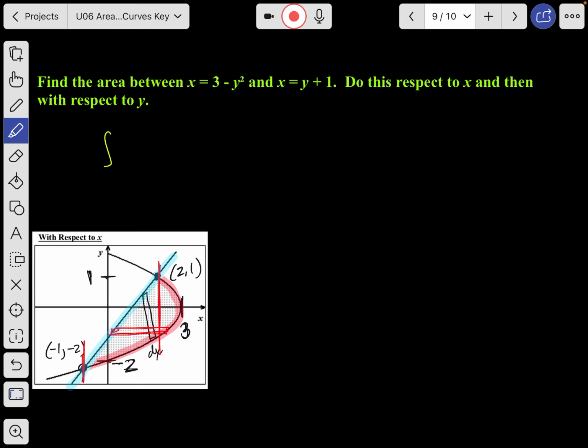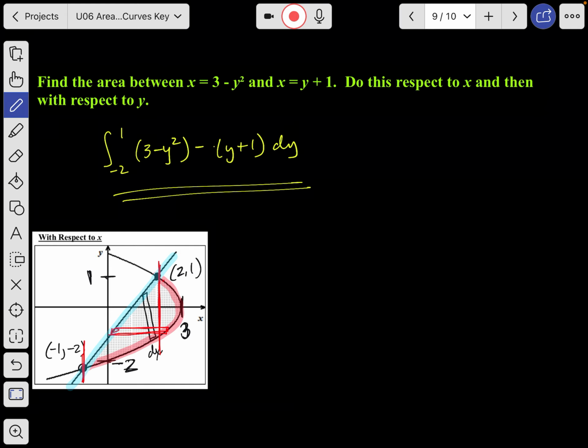So our y value is going to be from, whoops, use a pen, -2 to +1, and this is going to be the quadratic, and so solve for x. So it's going to be 3 minus y squared minus the linear dy. And if you want, go ahead and go to Desmos, calculate that out. You should get 4.5.